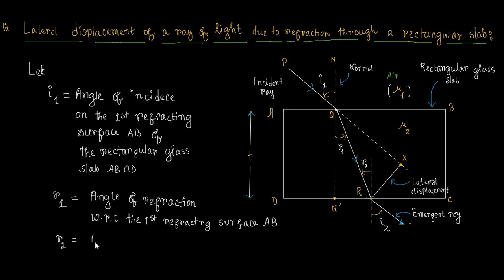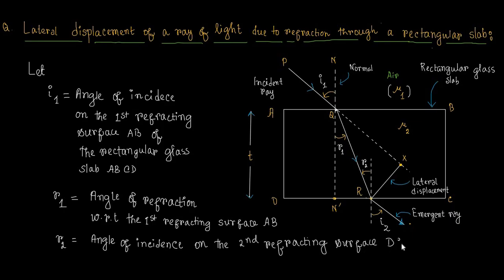R2 is the angle of incidence on the second refracting surface DC of the rectangular glass slab.